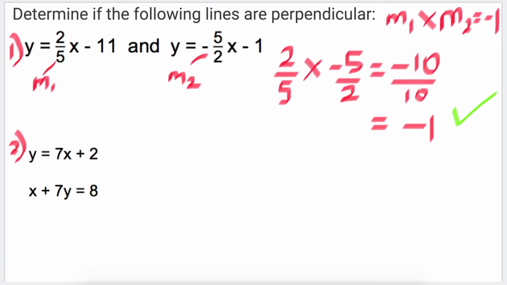In question number 2, we need to determine the first slope and the second slope. The first slope is easy. It's going to be positive 7. But in the second equation, we can't quite yet figure out the slope because that equation is not in slope-intercept form. So we need to rewrite it. In this video, we're going to rewrite all the equations in slope-intercept form, which is y equals mx plus b. The first thing we're going to do is write the 7y.